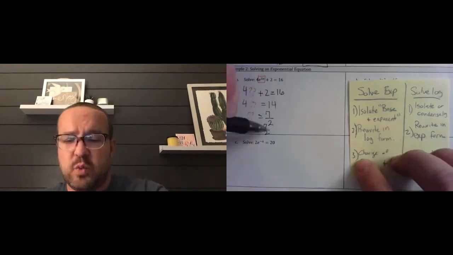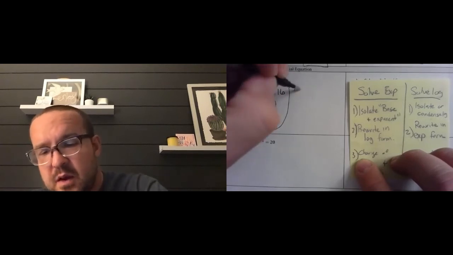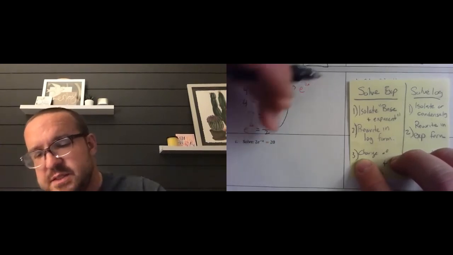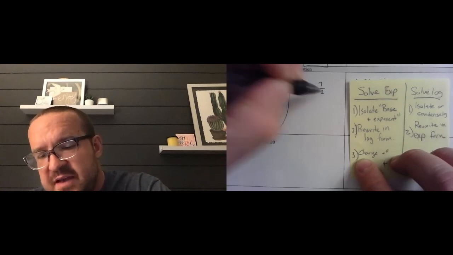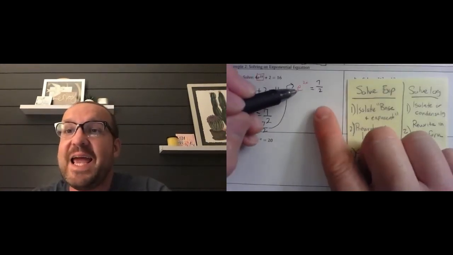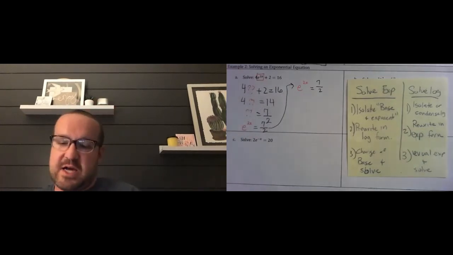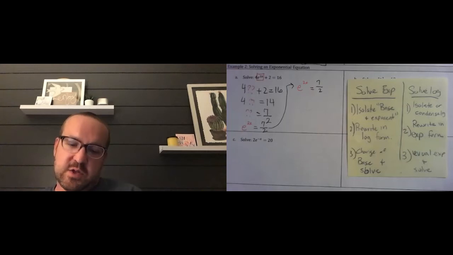Okay. So what I'm going to do is move this over here. It was e raised to the 2x equals 7/2. Now notice what I'm going to do here. I can't put this into the calculator, okay? I don't have my actual calculator here, the one that I usually use in class.